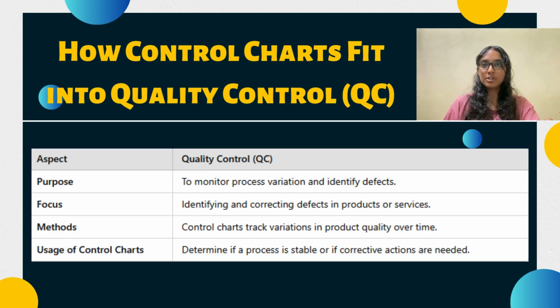By continuously monitoring product quality using control charts, teams can identify when products are not meeting specifications and take corrective actions.